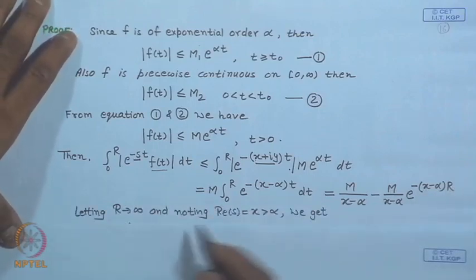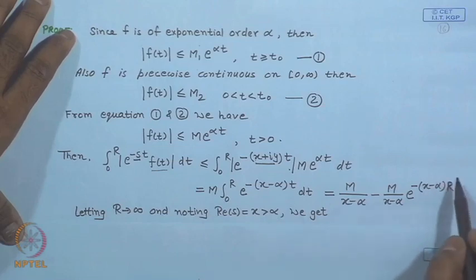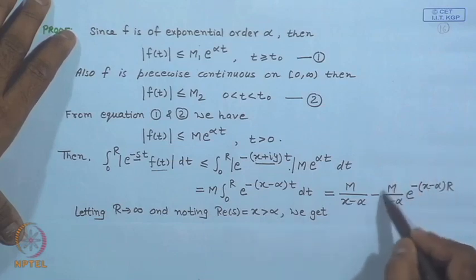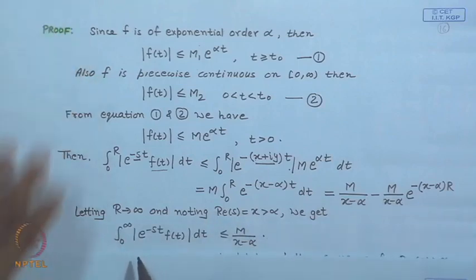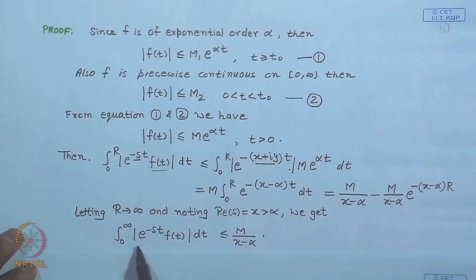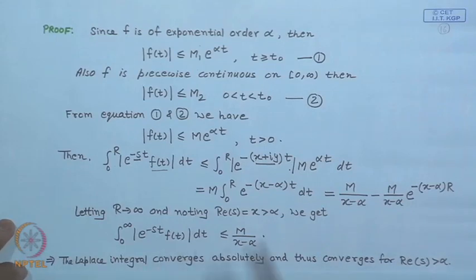And now we let R go to infinity, and note that the real part of s, that is x, is greater than alpha, then this exponential term will be 0 and this value is bounded by M over (x - alpha). So, we have seen that this integral, in fact, with the absolute value of the integrand, is bounded by M over (x - alpha). So, the Laplace integral converges absolutely for real s greater than alpha.